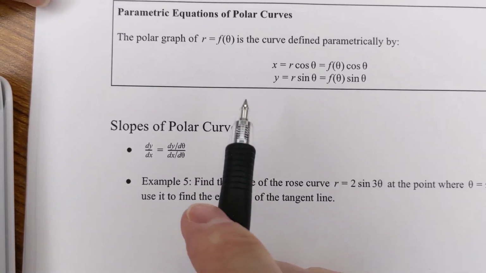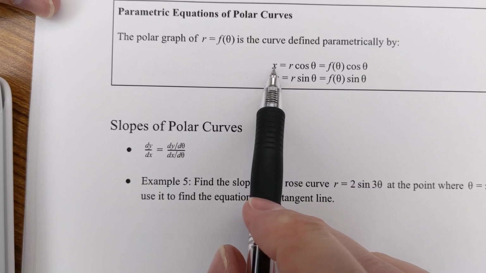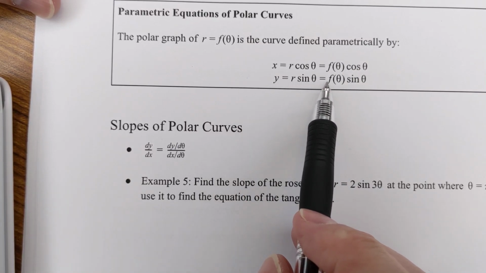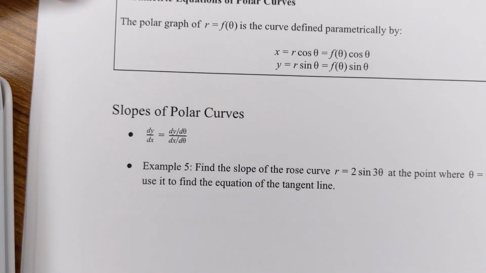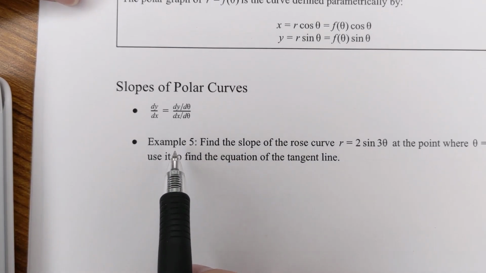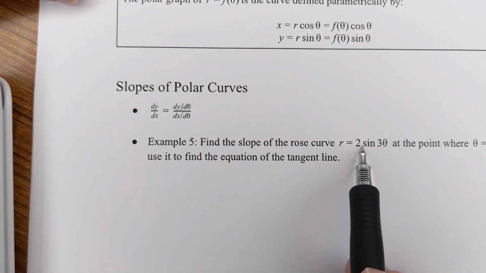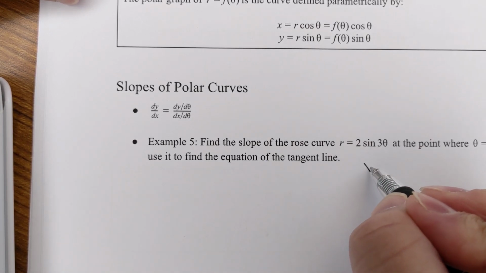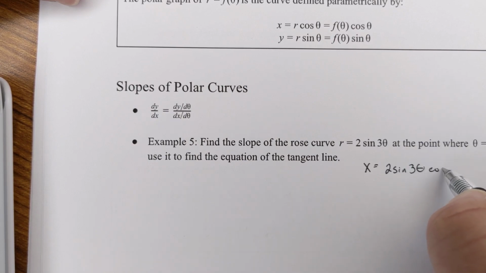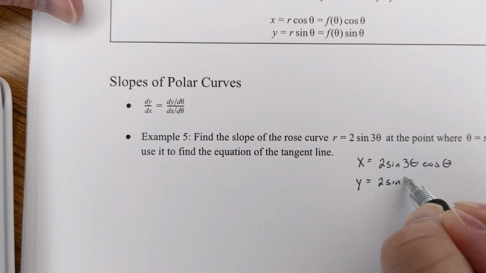Okay, polar graph of r as a function of theta is the curve defined parametrically by x equals r cos theta or f theta cos theta, y equals r sine theta or f theta sine theta. So essentially you're replacing r with your equation. So find the slope of the rose curve, 2 sine 3 theta. So our x value is r cosine theta. Our y value is r sine theta.